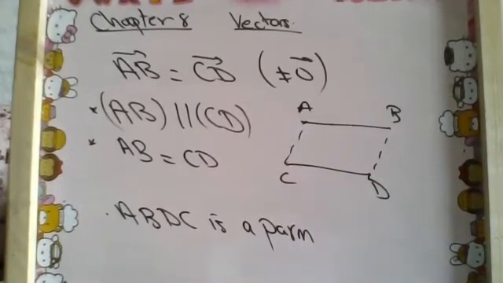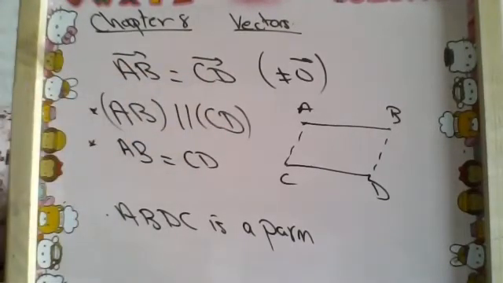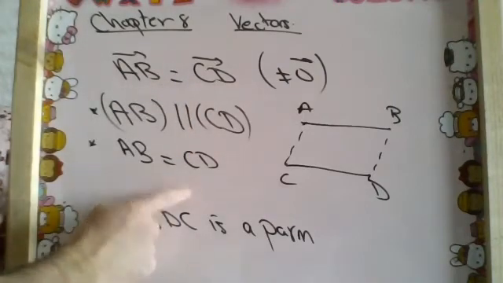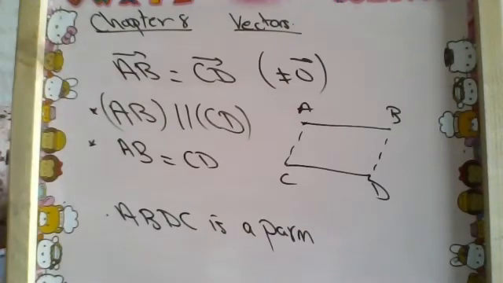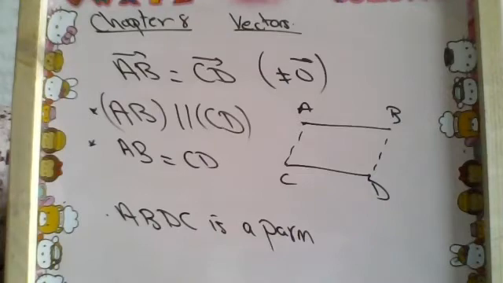Okay? So if two vectors are equal, and they are not collinear, points are not collinear, then for sure we have a parallelogram, and the name ABDC is a parallelogram. This is one of the most important notes you have to know. Any question till now? Any question? No. Good.